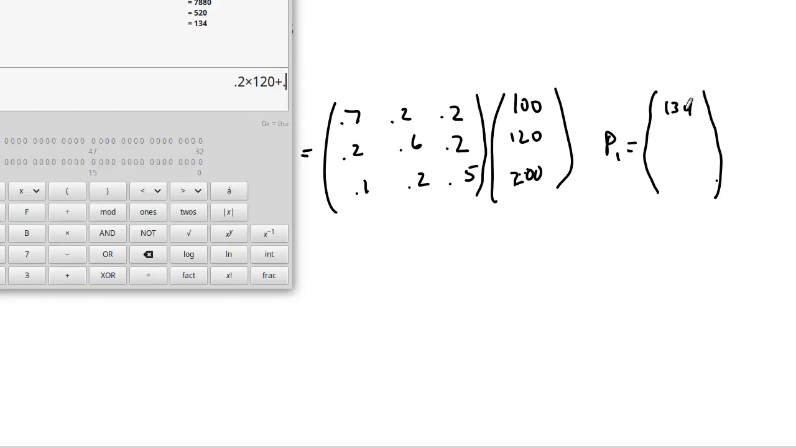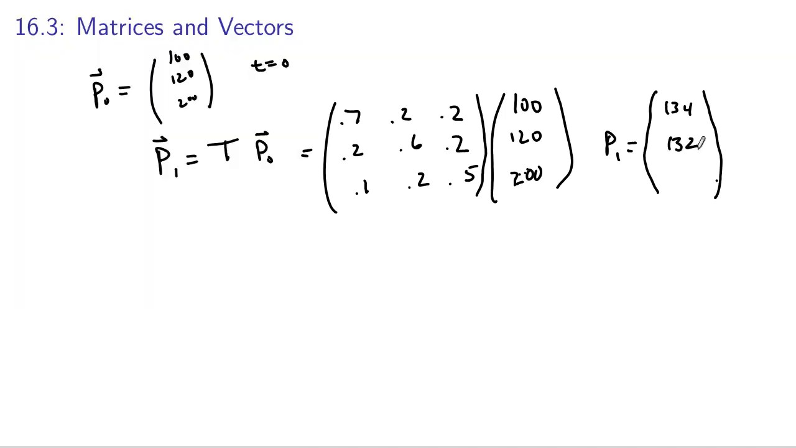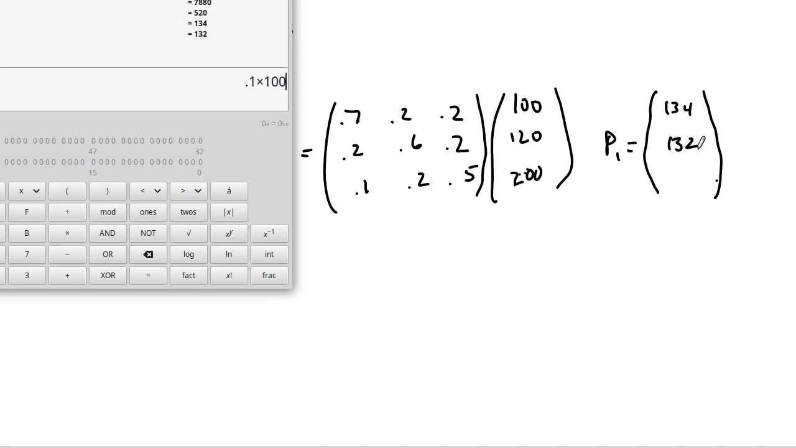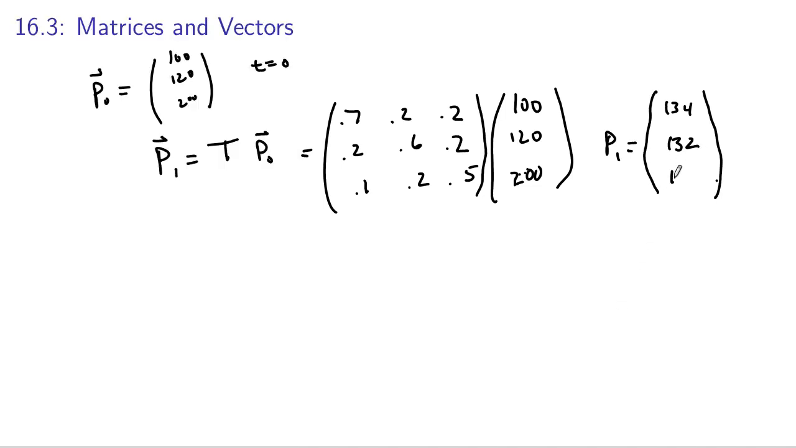Now 0.2 times 120 plus 0.6 times 120. Oops, I messed up. 0.2 times 100, because it's the second row, first column of the other matrix, which is a vector. So it's the second row here. So it's 0.2 times 100, 0.6 times 120, 0.2 times 200. That we multiply and then add together. 132. And then 0.1 times 100 plus 0.2 times 120 plus 0.5 times 200, 134. So we can see that the animals are redistributed.